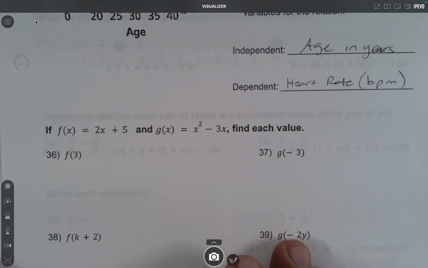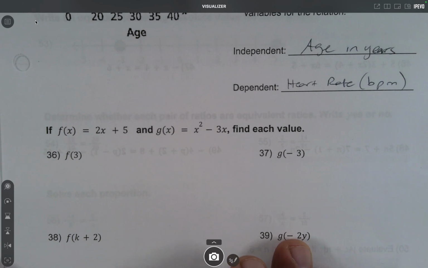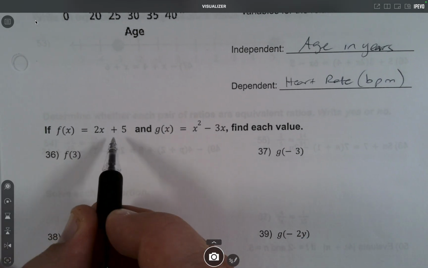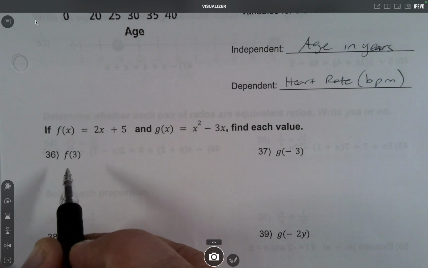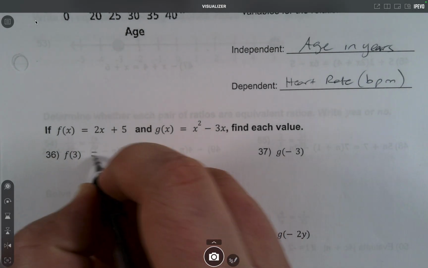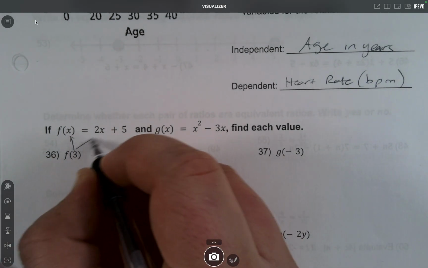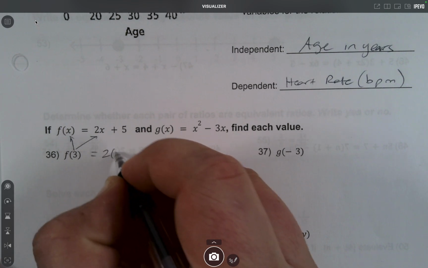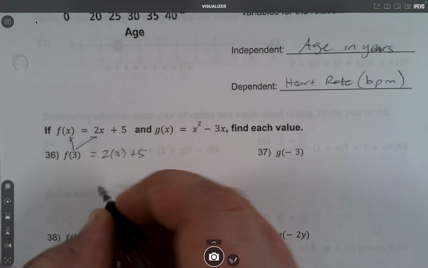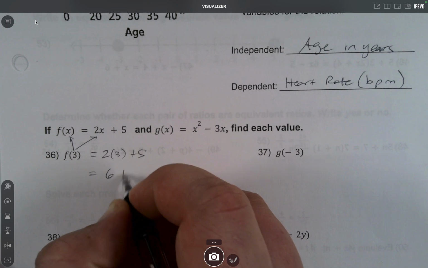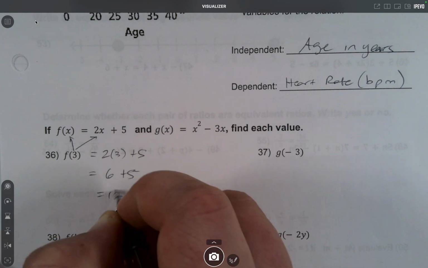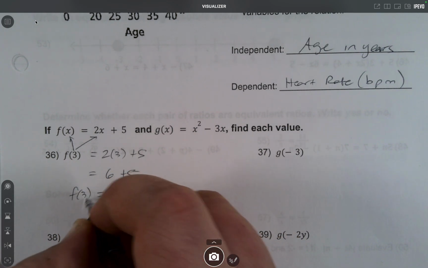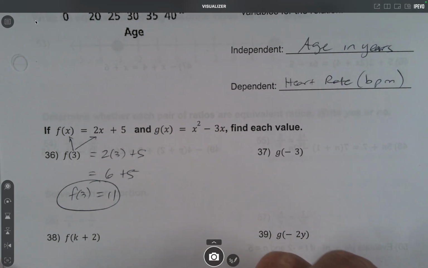Okay, next up, we're asked to use function notation. So we're told f of x is equal to 2x plus 5, and they want us to find f of 3. So all that means is you plug 3 in for x. So we do 2 times 3 plus 5. 2 times 3 is 6, plus 5 is 11. So f of 3 is equal to 11.